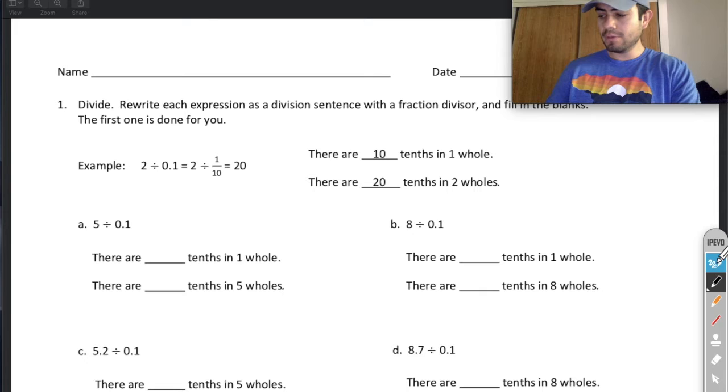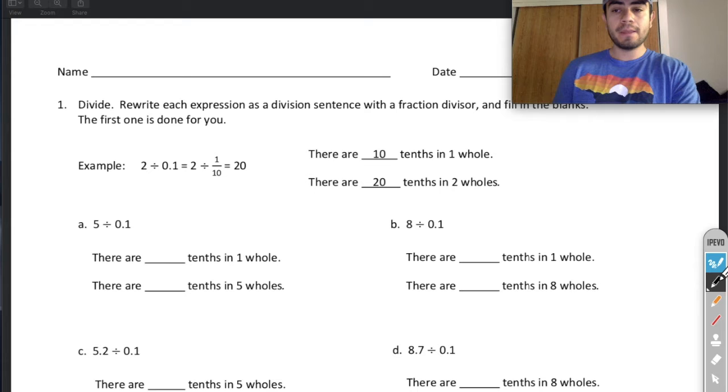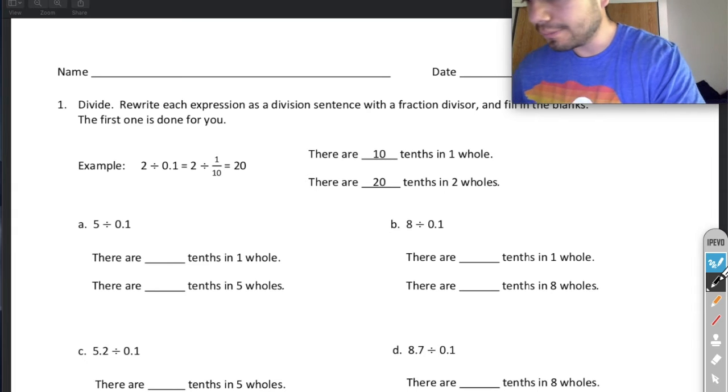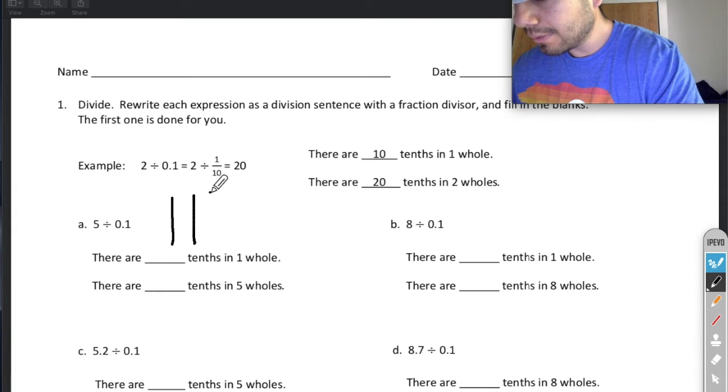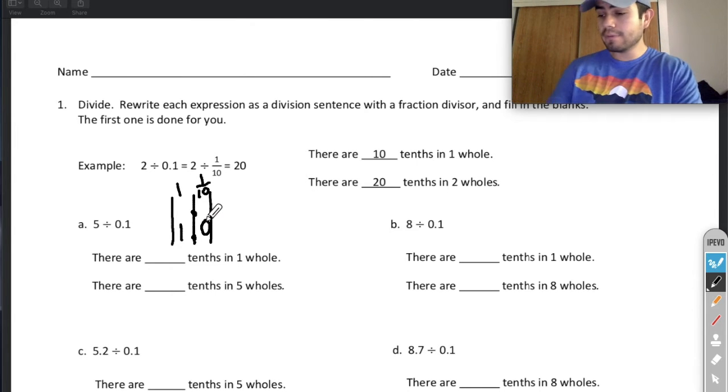One way to show this would be to draw a place value chart so that you can see. So here's my place value chart. I have my ones, I got my tenths. Now, one whole would be written as one whole. And if you put it into the tenths, you would find that you have 10 tenths in one whole.